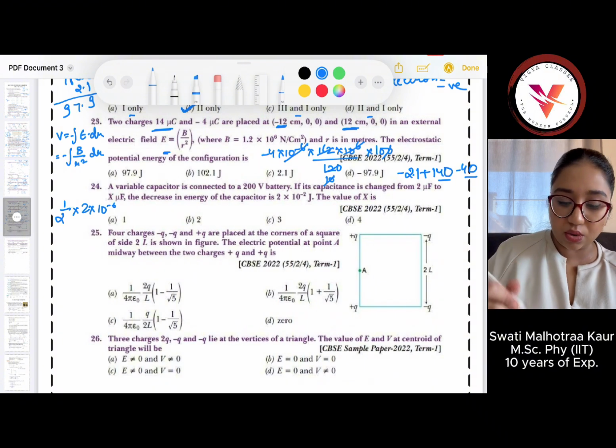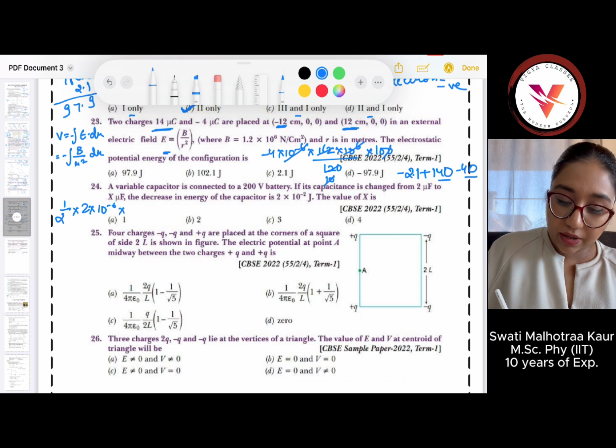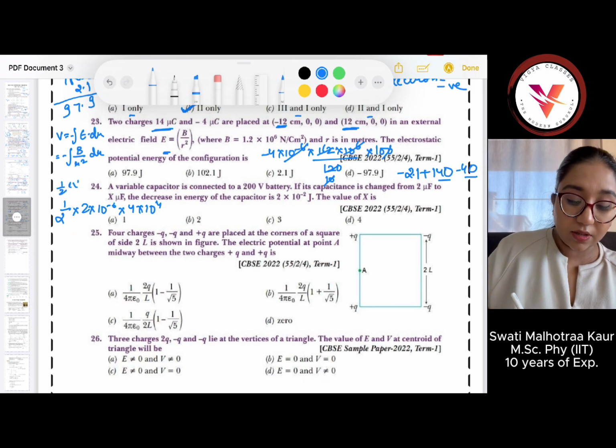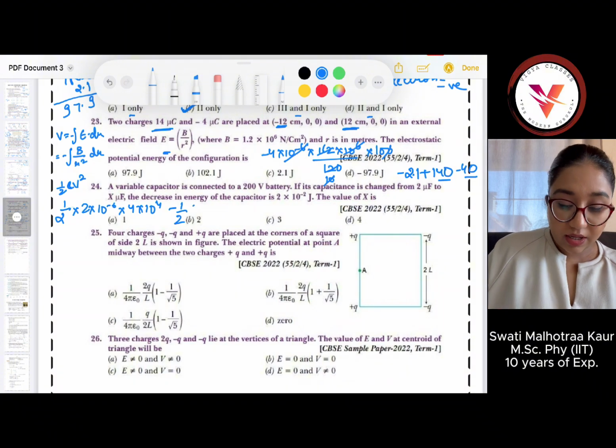So basically half. Let's take C to be 2 into 10 raised to the power minus 6 because that value is high, because when it changed from 2 to x, the energy is decreasing. So I'm already taking 2 into 200 volt, that is 4 into 10 raised to the power 4, 200 square, half CV square, minus half, other C is x, into the battery is 200, that is 4 into 10 raised to the power 4, is equal to 2 into 10 raised to the power minus 2.